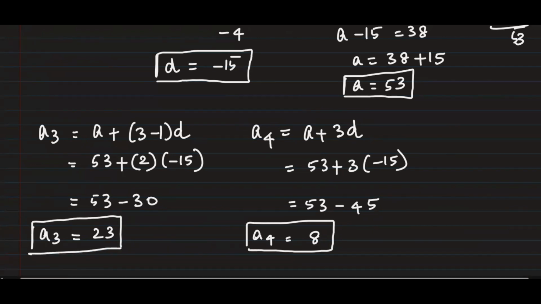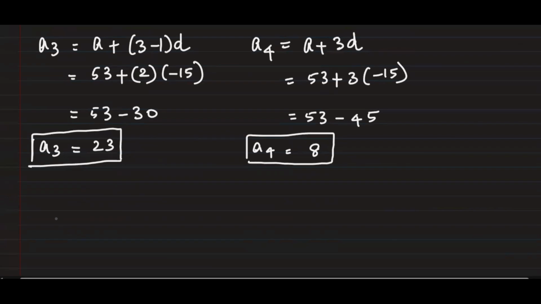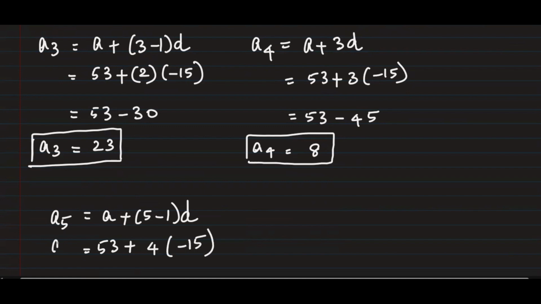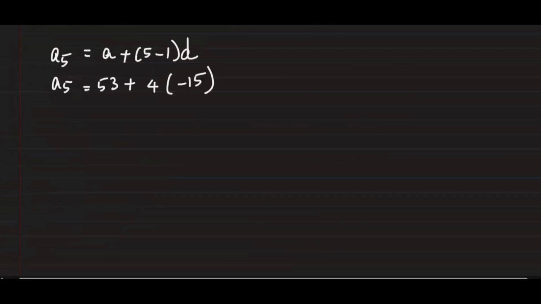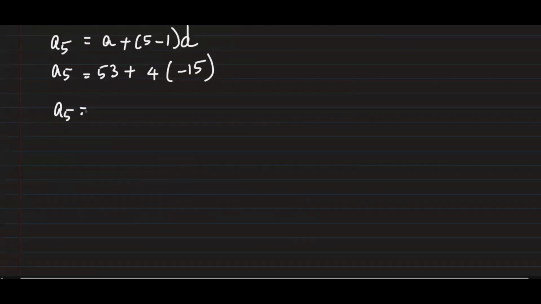Let's find what is A5 also. So A5 is equal to A plus n minus 1, that is 5 minus 1 into D. The A value is 53. 5 minus 1 becomes 4. The D value is minus 15. So A5 is equal to 53 minus 4 into 15. 15 into 4, so 20 carry 2, then that will become 60. So the A5 value is 53 minus 60. That will become minus 7.